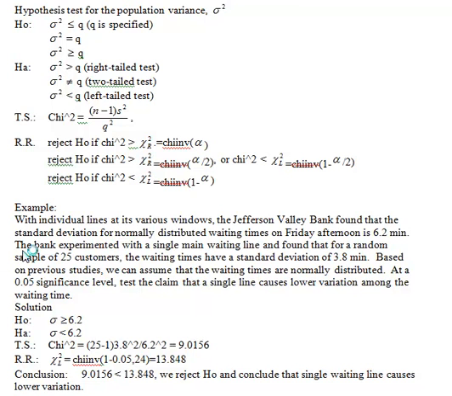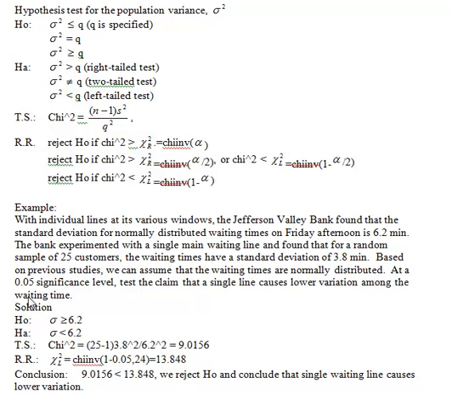The example is about individual lines at the various windows. The Jefferson Valley Bank found that the standard deviation of normally distributed waiting line on Friday afternoon is 6.2 minutes. The bank experimented with a single main waiting line and found that for a random sample of 25 customers, the waiting time had a standard deviation of 3.8 minutes. Based on the previous study, we can assume the waiting lines are normally distributed.